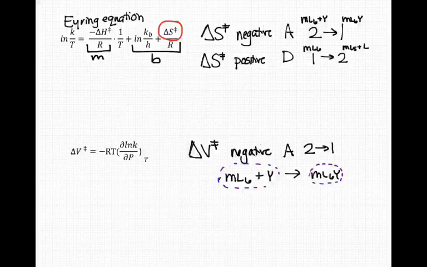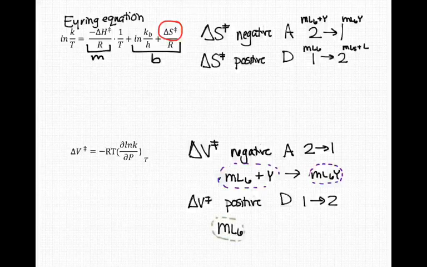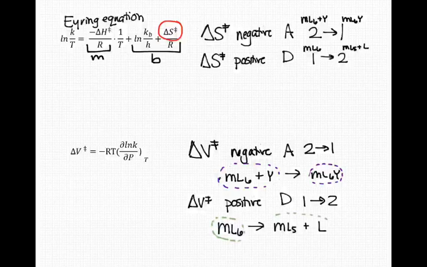On the other hand, if delta V of activation is positive, that supports a dissociative mechanism because one thing is becoming two things. If we do the same exercise and we imagine that our initial complex, we can draw an imaginary line around it, is dissociating to form two independent things, then our imaginary volume has gotten bigger. So delta V is positive.